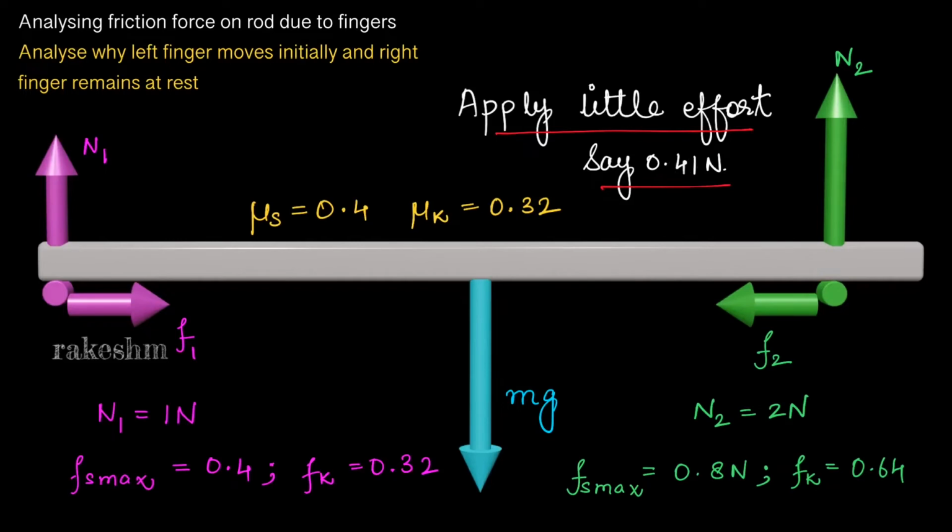As and when you apply a little greater than 0.4 Newton, the right finger is at rest and the left finger starts moving. So I hope you have understood why initially the left finger starts moving towards the center and the right finger is at rest.